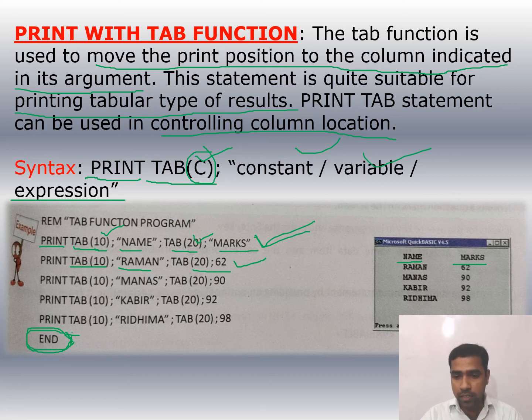But here, when you use the tab function, this space will be there. This is the tab function's space. If you did not use the tab function, then this would be printed here only, attached together, right? So in this way you can use the tab function also.